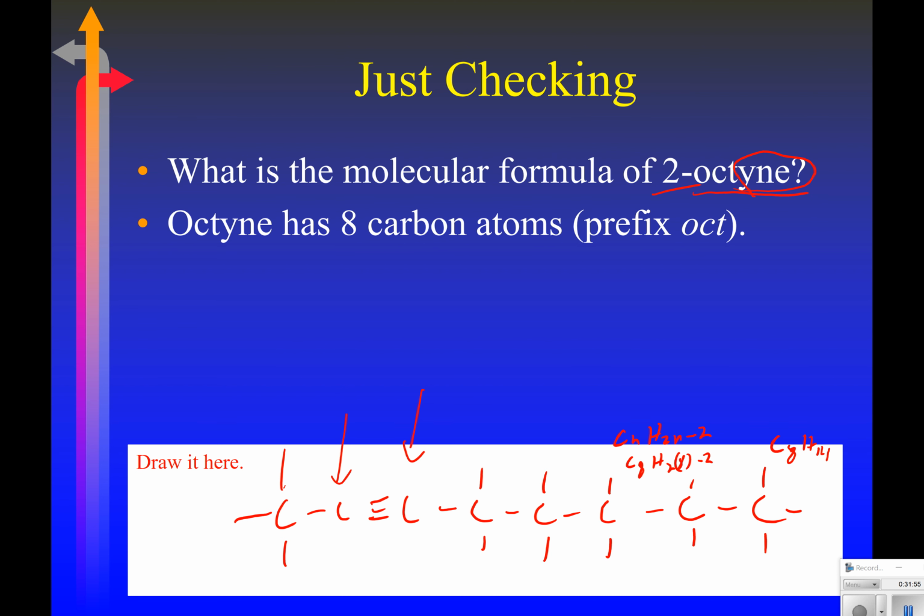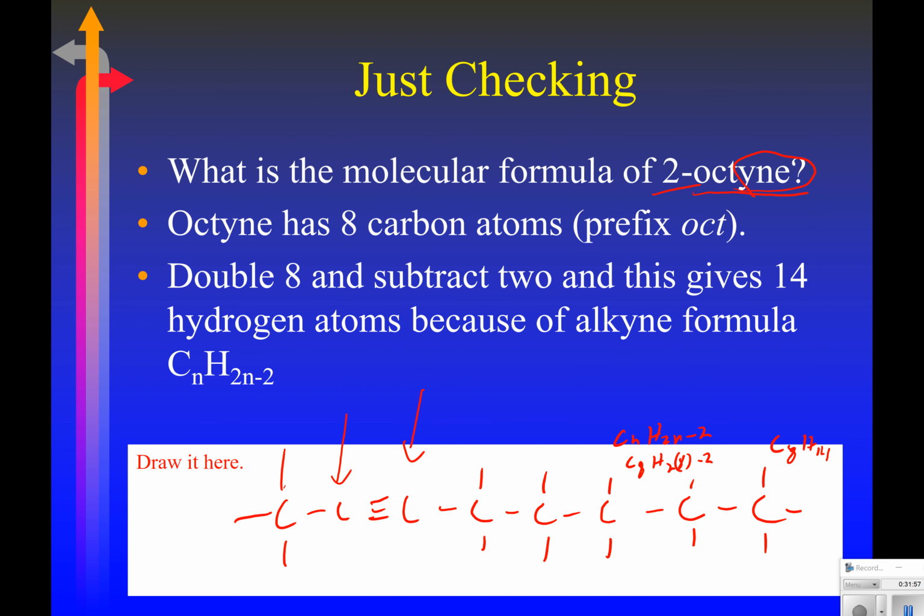So we have 8 carbon atoms for the prefix oct. We fit the number of carbons into our general formula, and we get our formula is C8H14. We'll do a fair amount of practice with this, but the rules are pretty straightforward.